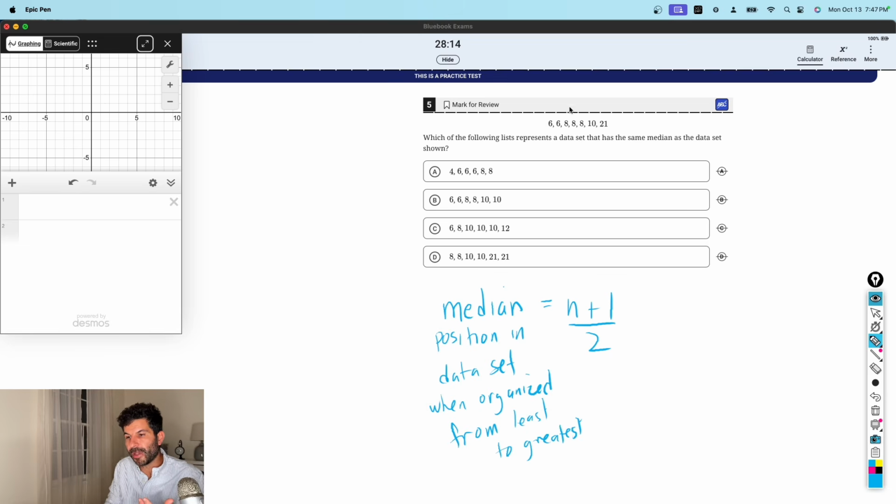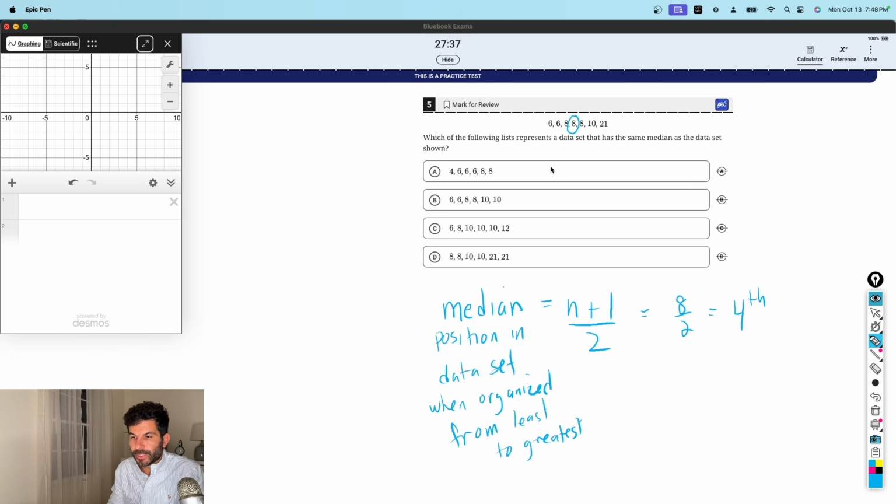All right, so I have 1, 2, 3, 4, 5, 6, 7 numbers here. So 7 plus 1 is going to be 8. 8 over 2 is going to be 4. The fourth number in the data set is going to be my median, which in this case is 8. So what we want to do is look and see which of these also gives me a median of 8. So we can use that same rationale. We can do n plus 1 over 2 for each of the choices to see which one gives me a median that would be equivalent to 8.